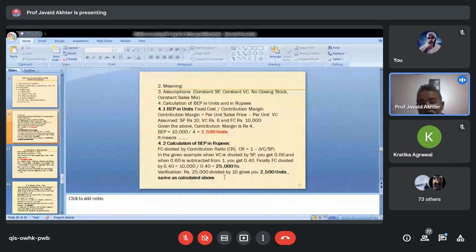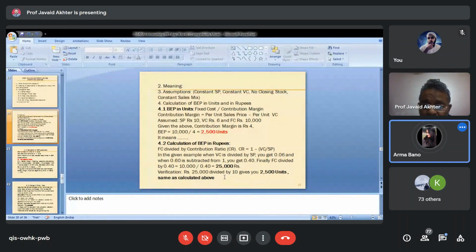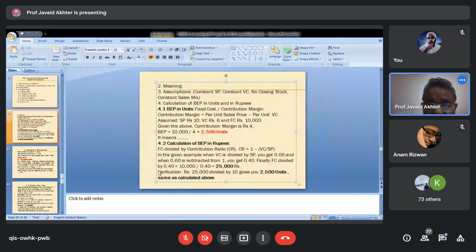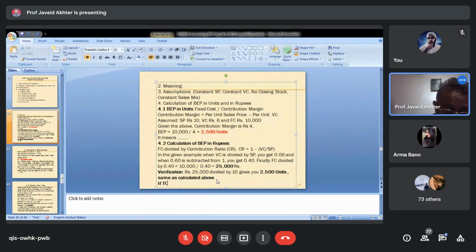So we can calculate break-even point in terms of value. That is, how many rupees do we have to sell for, so that we recover our total expenses. Is that fine? Yes, sir. See, what I was trying to explain to you is verification. Verification means, is our answer correct or not? Under what conditions will your answer be correct? When sales revenue is equal to total cost. If total cost is equal to total revenue, your answer is verified.